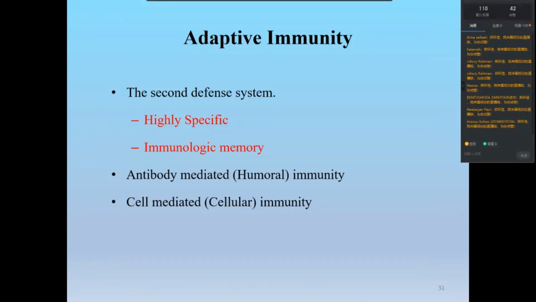One is antibody mediated. Antibodies are secreted protein molecules. The antibody mediated immunity we call humoral immunity. Another type of immunity is cell-mediated immunity, which we call cellular immunity, like CD8 positive T cells, which can kill infected cells. So this is cellular immunity. Okay, so this is a second branch of the immune system, adaptive immunity.